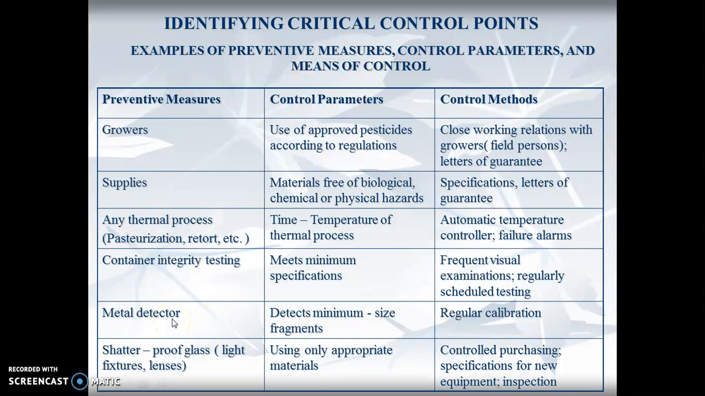If we go down here as far as the metal detector, we know that we can't have somebody just standing over it looking at it. We need something to actually detect those small metal fragments. So we need to figure out how large those metal fragments can be. And we may set a size that the metal detector can detect. And the only way that we can have proper control methods, or proper limits on how large those pieces of metal can be, is to recognize that we need regular calibration.